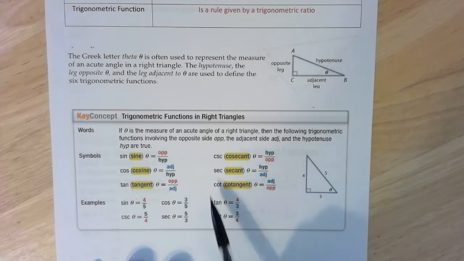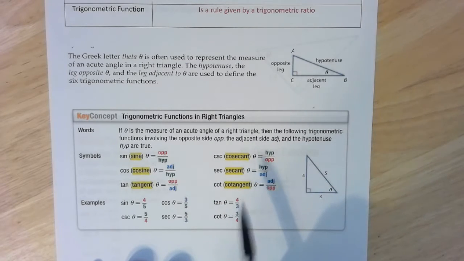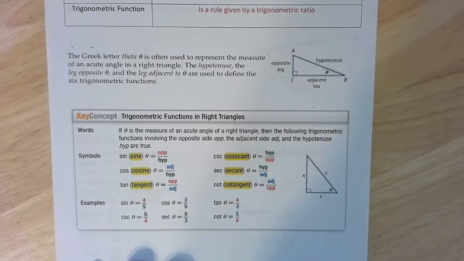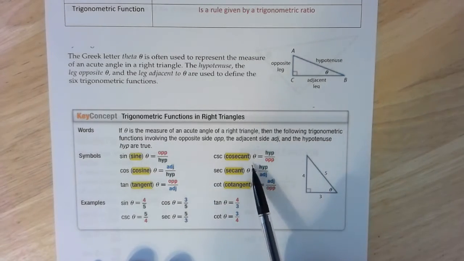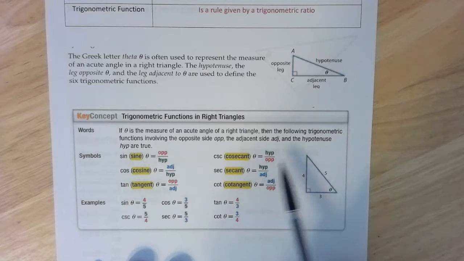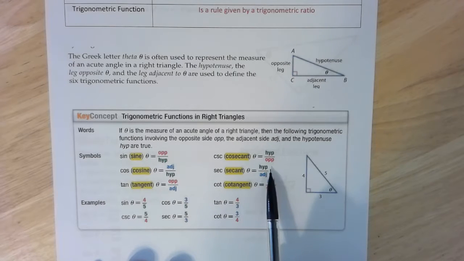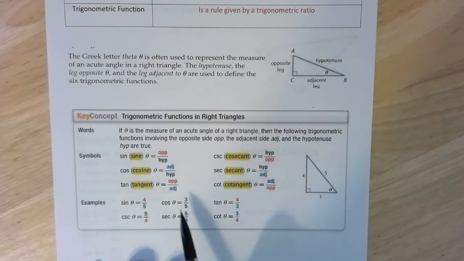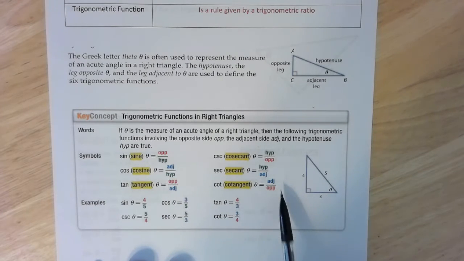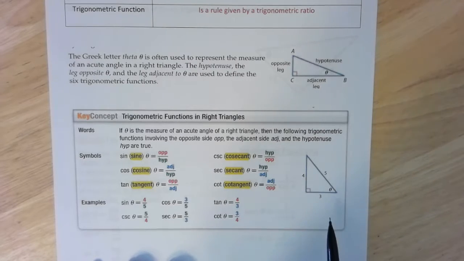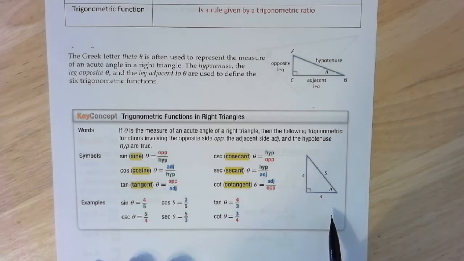All right, these three are probably going to be new to you that you haven't learned yet. Okay, cosecant is the opposite of sine. It's hypotenuse over opposite. Secant is the opposite of cosine, it's hypotenuse over adjacent. And cotangent is the opposite of tangent, it's adjacent over opposite. Okay, down here are the 6 trig functions of this triangle right here. So make sure you look at this example and see how they filled it out.